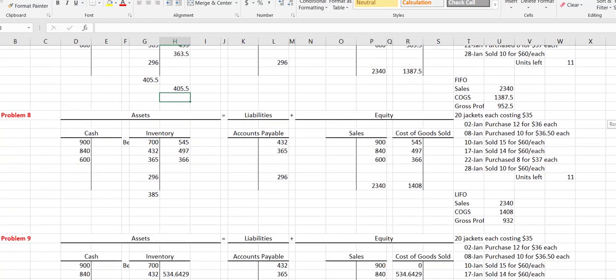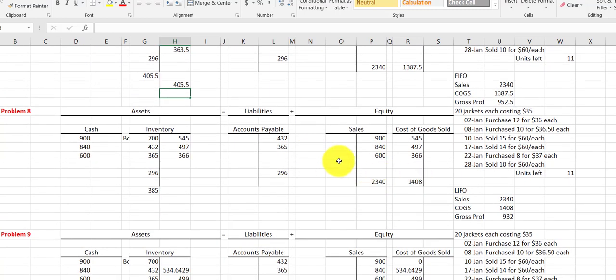Okay? Problem 8, LIFO. Everything is the same except when we come to the sales and recording the sale. So this time when we make this sale right here, we're not selling the oldest ones, we're selling the newest ones. So we just go back to this date here. So we have 10 at $36.50, and then the other 5 comes from the $36.